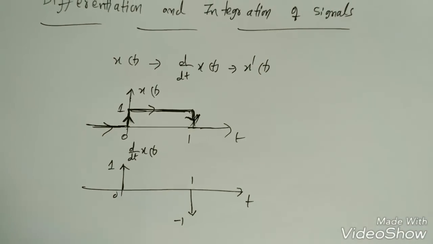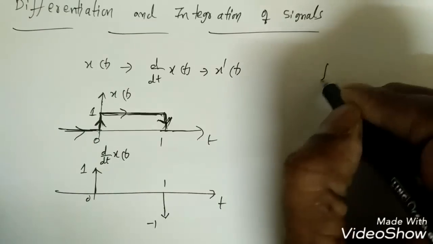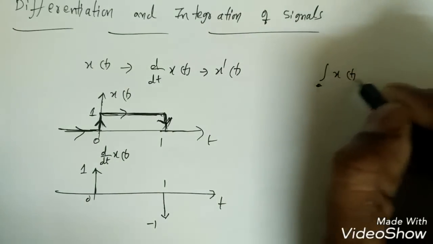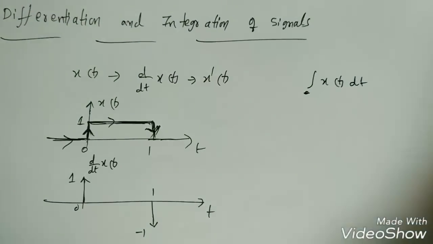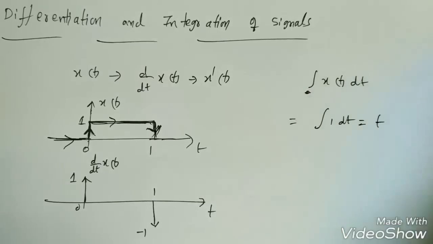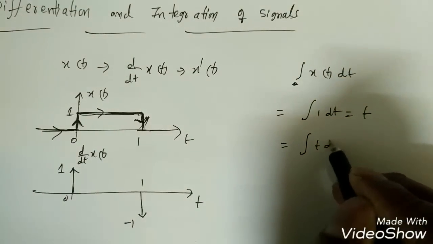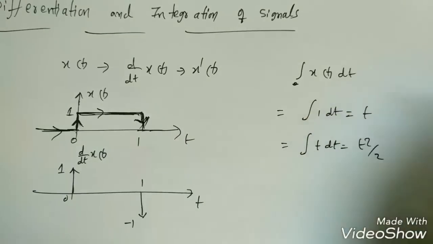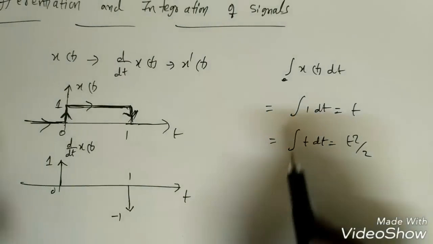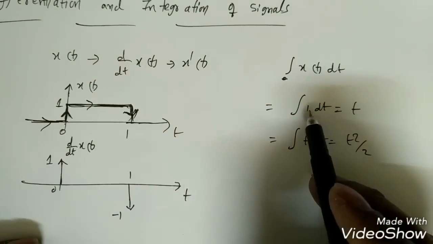This is about differentiation. What is integration? Integration is, we can have limits or without limits, x of t dt, right? We know if there is a constant, we will get t, right? Suppose integration of t dt, we will get a parabola, something like this. Next, we know differentiation of t is 1 and integration of 1 is t.